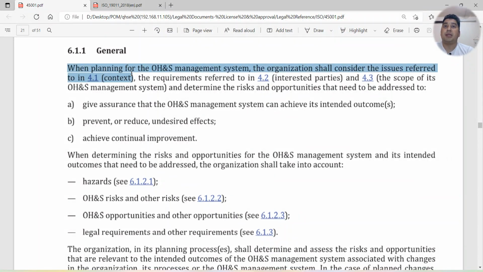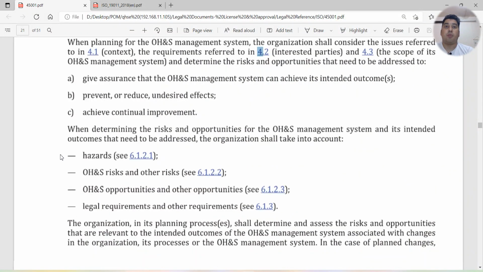So when you are planning an occupational health and safety management system, you need to consider the context of the organization, internal and external issues, interested parties, and the scope of your business. What is the business you are doing? What are the things you are producing? Those things need to be considered. Give assurance that the OHS management system can achieve its intended outcomes, prevent or reduce undesired effects, and achieve continual improvement.